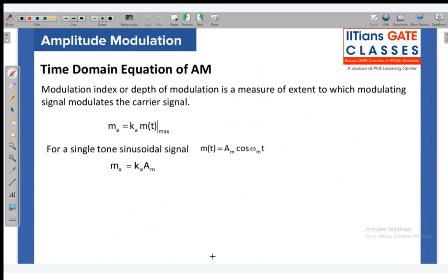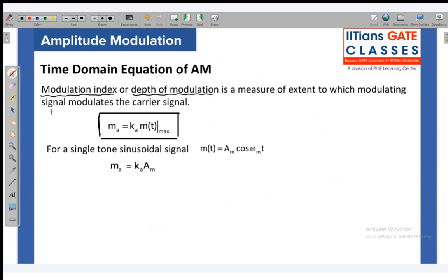Now, the next parameter associated with this is the modulation index. Because we are performing the modulation, up to which depth we are performing the modulation, we calculate by the modulation index. Modulation index, depth of modulation, or modulation factor are the different names we use. Modulation index is a measure of the extent to which the modulating signal modulates the carrier signal. Suppose we are mixing two different liquids, liquid A and liquid B. How much liquid A is mixed with liquid B is measured by the modulation index.